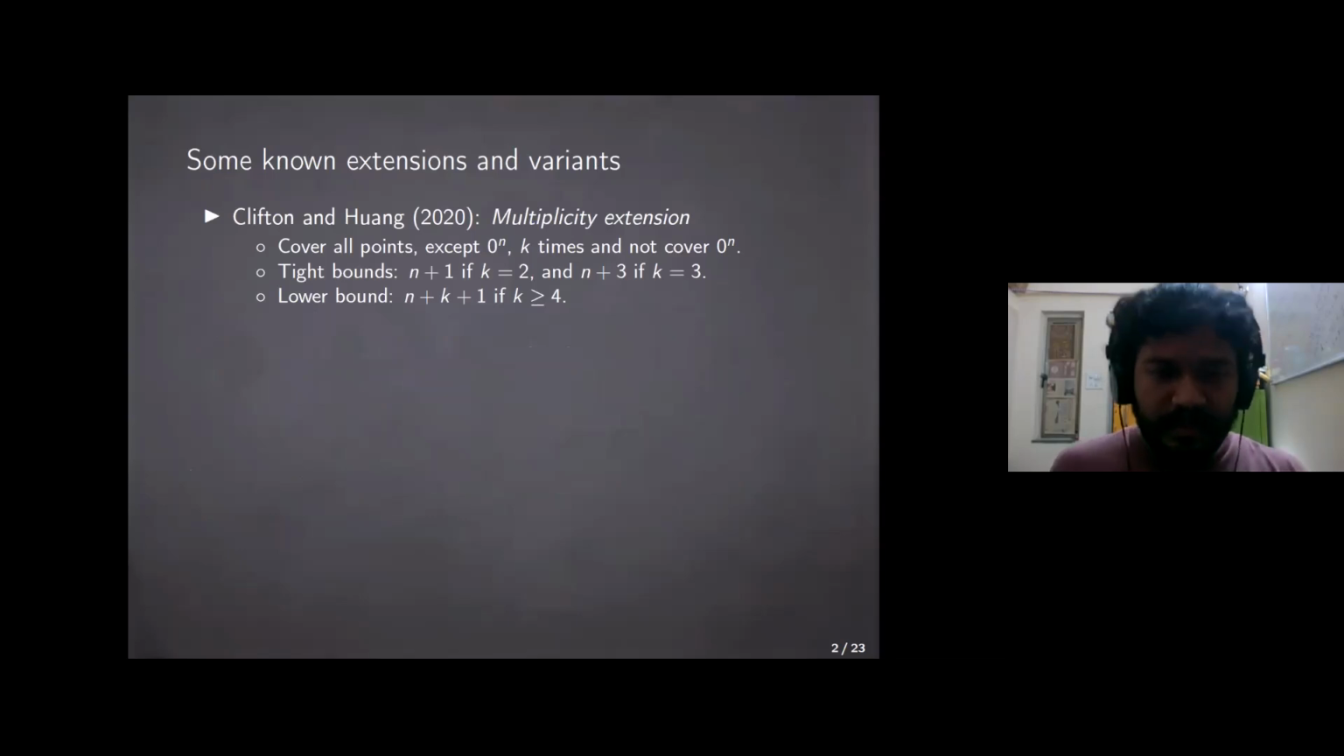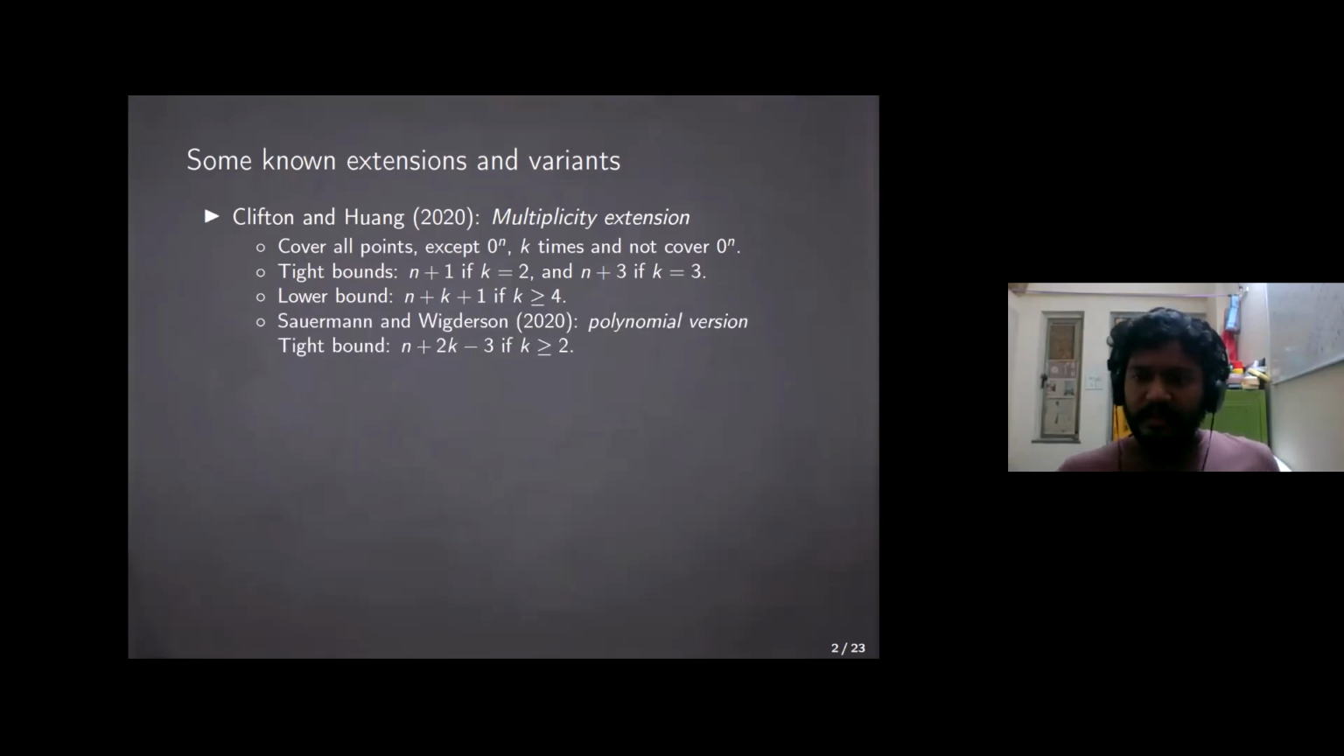So last year, Clifton and Huang considered a multiplicity extension of this problem, where the question is to cover all points of the hypercube except one point k times and exclude the one point completely. And in this case, they give tight bounds when k is equal to 2 and k is equal to 3, and a lower bound of n plus k plus 1 when k is at least 4.